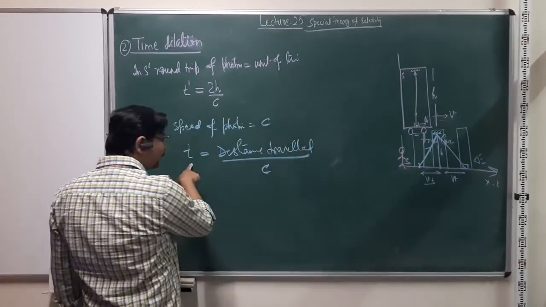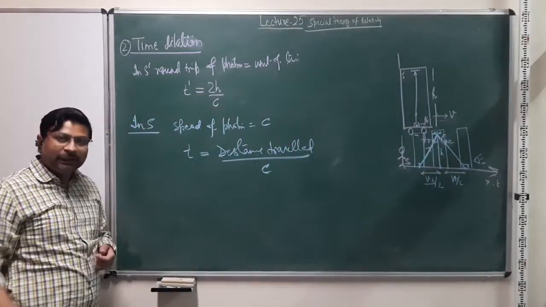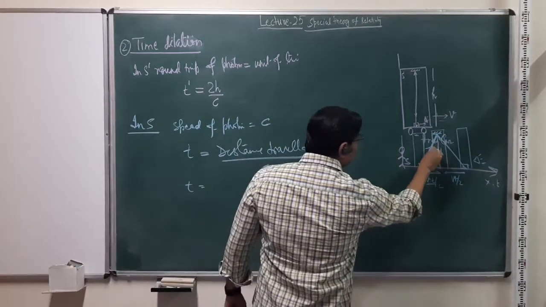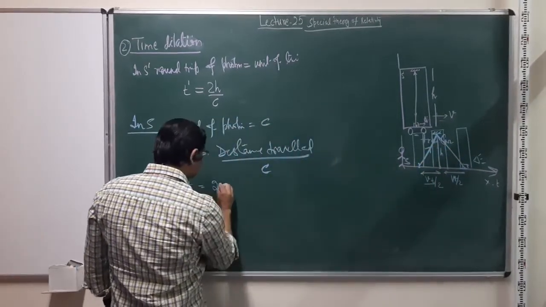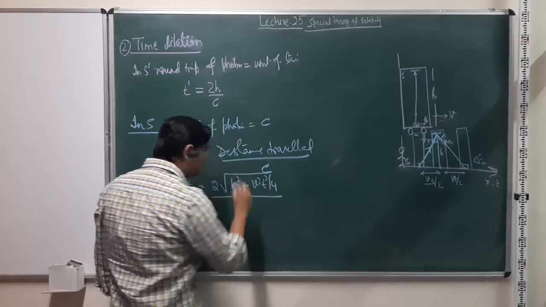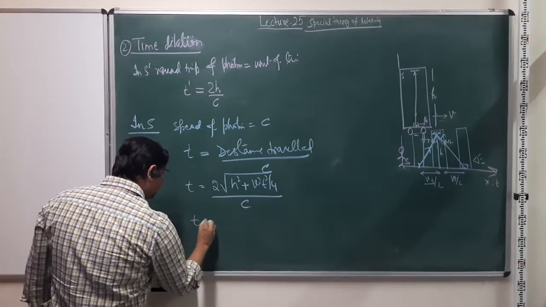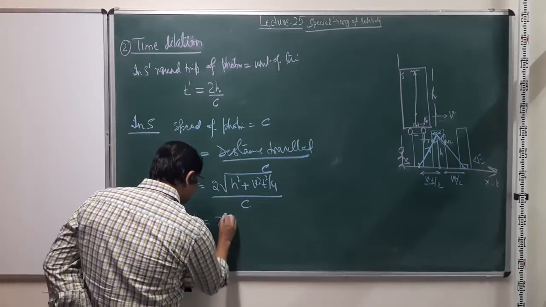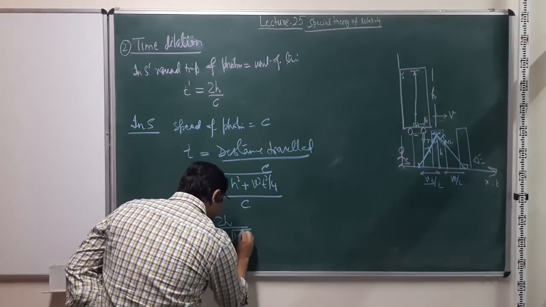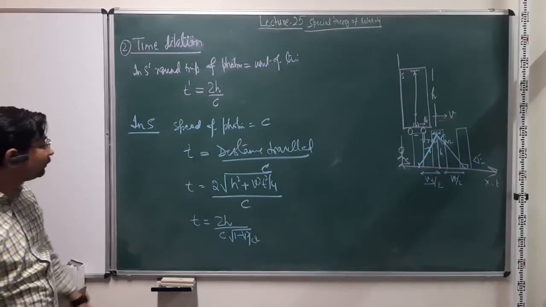So if the full round trip is t, then from symmetry it will take half the time to go up to the top, and half the time to come to the bottom. So vt by 2. Then t is basically this distance twice, so 2 square root of h squared plus v squared t squared by 4, divided by c. If this is the case, then now I can solve for t, and what I'll get is t equal to twice h by c times 1 over the square root of 1 minus v squared by c squared. You can solve this. This is the time that I get.